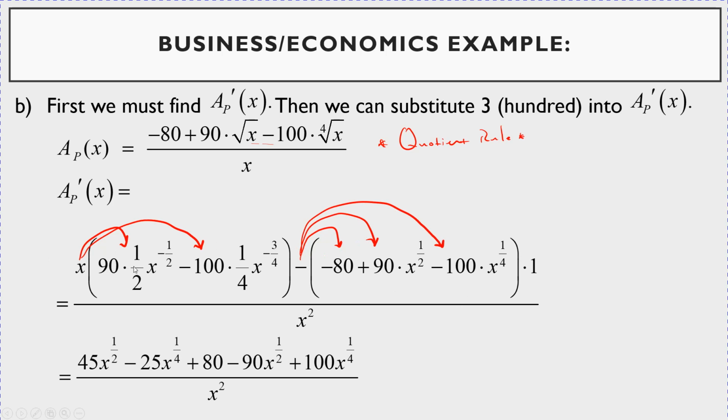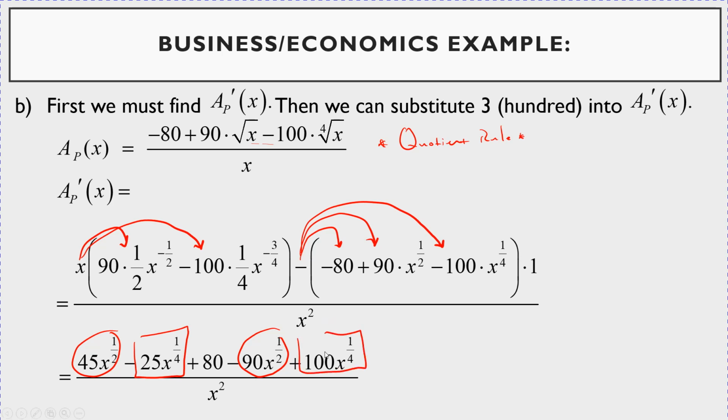So 90 times 1/2 gets me 45. x times x to the minus 1/2, well, that would be 1 plus minus 1/2 gets you 1/2. 1/4 of 100 is 25. And then x times x to the minus 3/4, you would add the exponents to get 1/4. And then look, distribute the negative, plus 80 minus 90x to the 1/2, and then plus 100x to the 1/4. And then you can see here, you can combine like terms. Like this and this will combine, and this will combine.